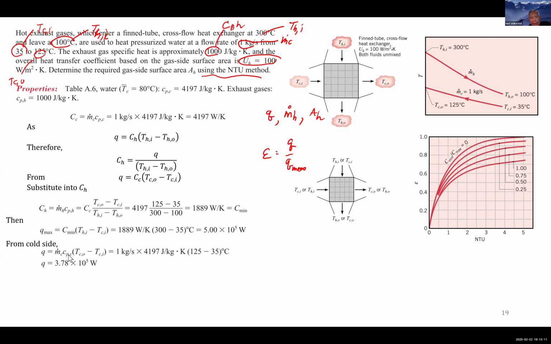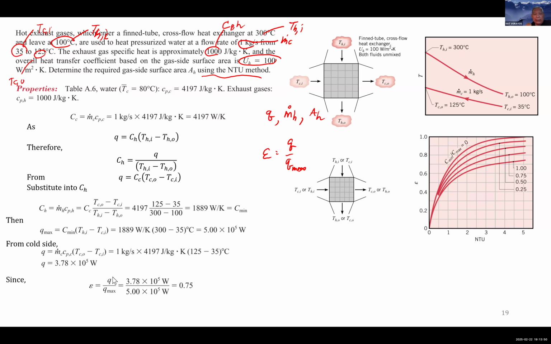M dot C is given. CPC is for water; you just approximate it as equal to this. Okay, you can find it from the appendix of the book, knowing the TCI is 35 and the TCO is 125. And you find the average temperature: 125 plus 35 is 160, divided by 2, it's 80. So you use the average temperature of 80, finding the CPC from the appendix. And then you can find Q.